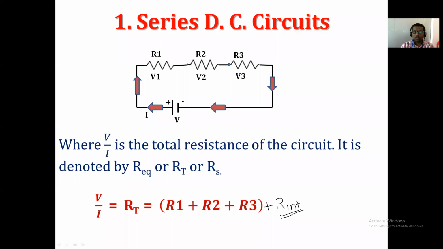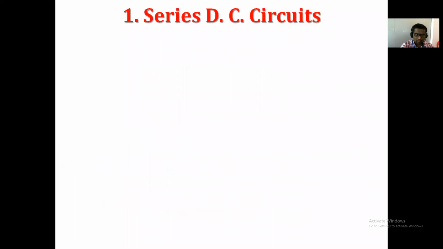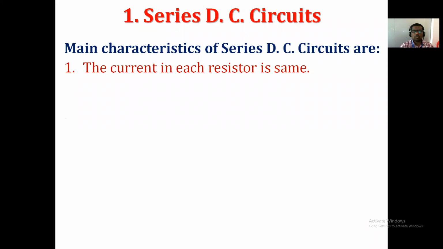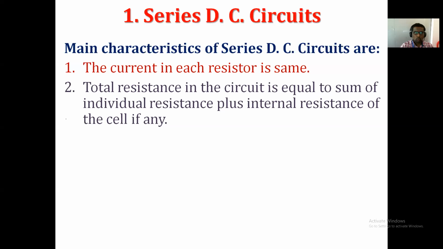Is it right? Okay. So now see what the characteristics of a series circuit are. Let me go through the characteristics one by one. Number one, current in each resistor is the same. Number two, total resistance of a circuit is equal to the sum of individual resistances plus internal resistance of a cell. Cell means battery, if any. I have written "if any" there too.